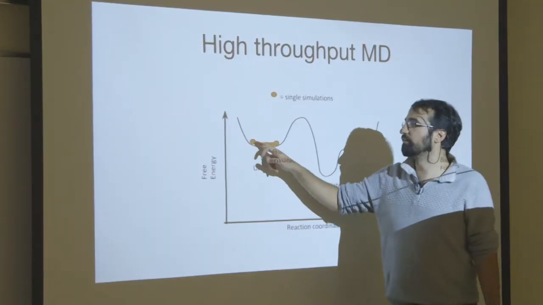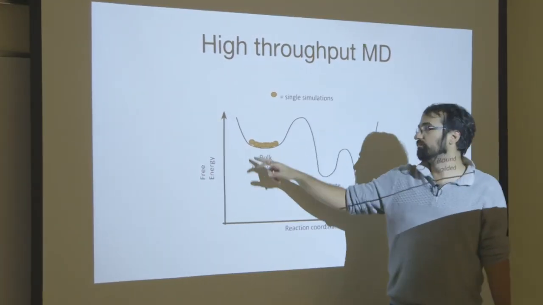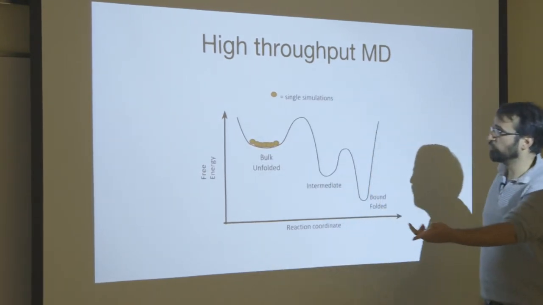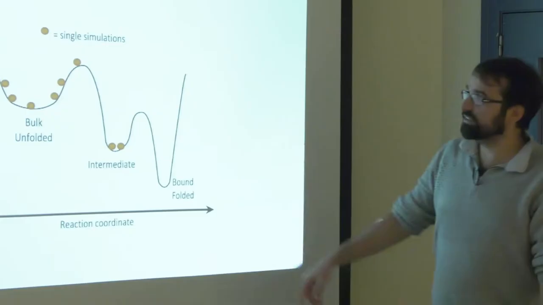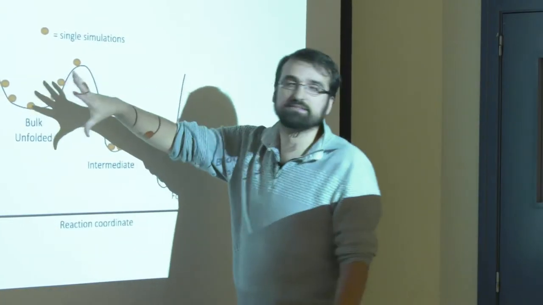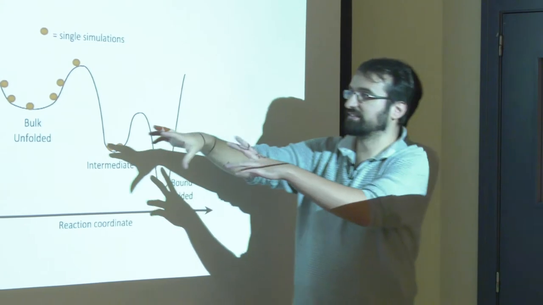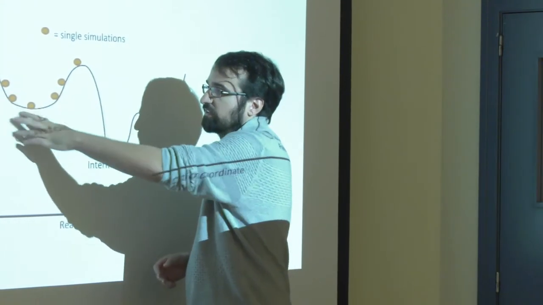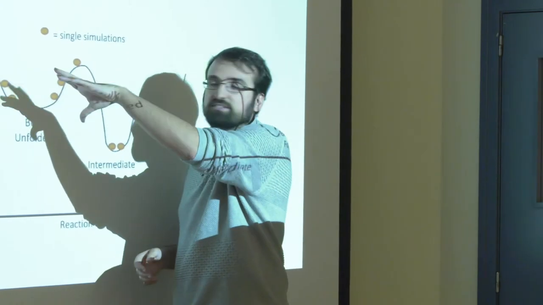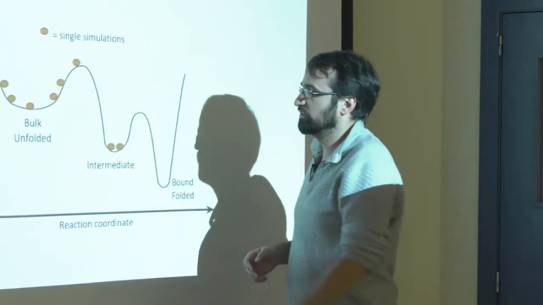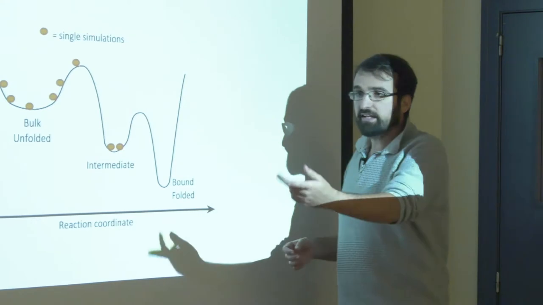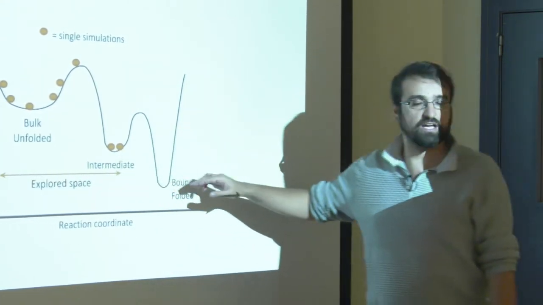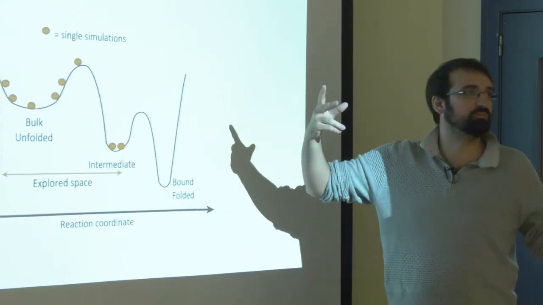So we start a bunch of simulations from the ligand in the solvent, okay? And then after we run these simulations, they end up in different places. Some shifted to the intermediate state, some are still here exploring the solvent, others are doing this transition to the intermediate state. So this is the explored space. We haven't explored the bound pose, so to speak.